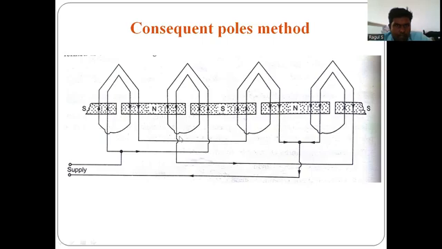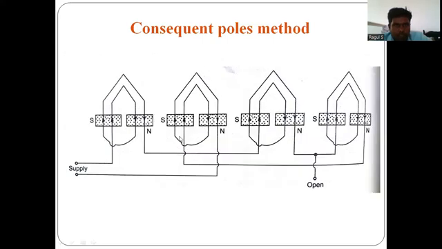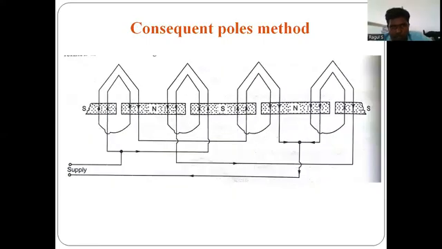The consequent poles method consists of two types. One is this method, and in another, two legs are connected in one magnet. Through this diagram itself, we can clearly understand that two of the windings are connected in the same magnet, one same pole, that is a north pole. Another two are connected in the same magnet, that is a south pole. Different types of poles are arranged. That is the pole changing method.